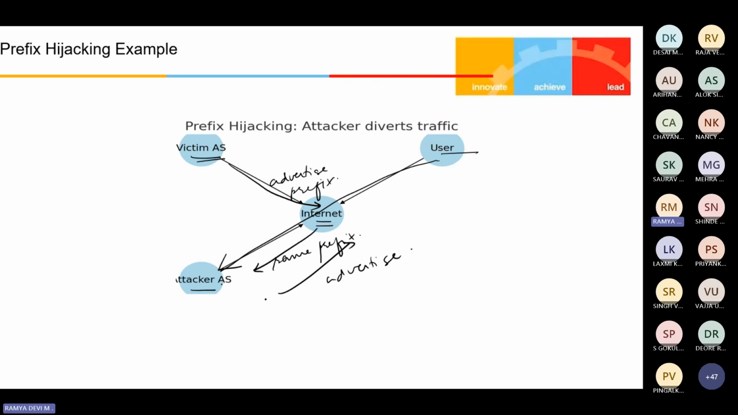So BGP prefers the attacker's announcement due to the routing policies, shortest AS paths or some specific prefix information. So what will happen? All the traffic intended for the victim will be directed to the attacker. So the attacker may drop the traffic, modify or reroute. So this is the prefix hijacking.